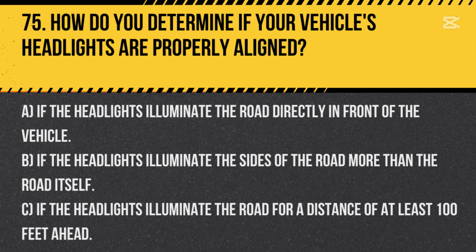Question 75. How do you determine if your vehicle's headlights are properly aligned? A. If the headlights illuminate the road directly in front of the vehicle. B. If the headlights illuminate the sides of the road more than the road itself. C. If the headlights illuminate the road for a distance of at least 100 feet ahead. Answer: C. If the headlights illuminate the road for a distance of at least 100 feet ahead. Properly aligned headlights should clearly light the path ahead without blinding oncoming traffic.